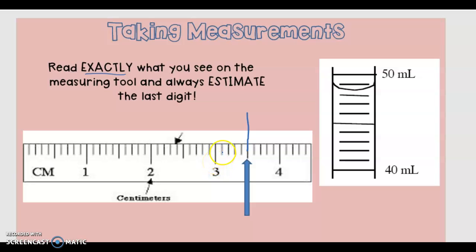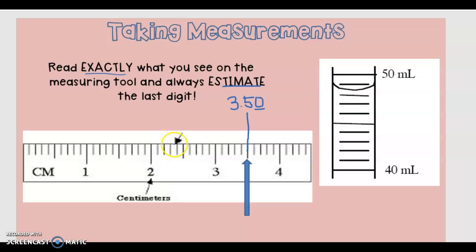So this would be 3.1, 3.2, 3.3, 3.4, 3.5. So I'm reading 3.5 directly off the measuring tool, but I always have to estimate my very last digit. If I have something that falls directly on my tick mark right here, I'm going to estimate 0. So I can read it directly off the measuring tool all the way up to 3.5, and my estimated digit is the 0.